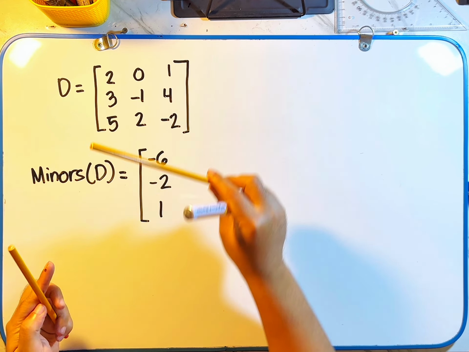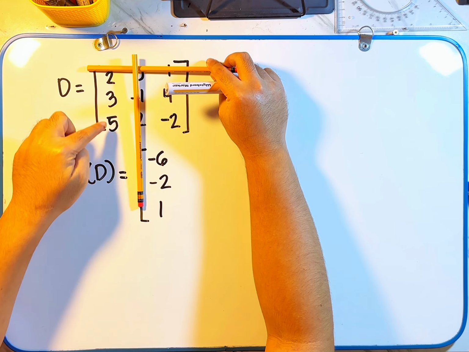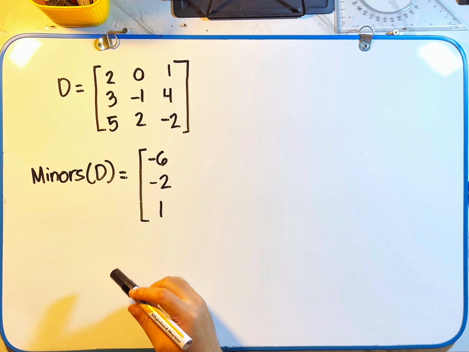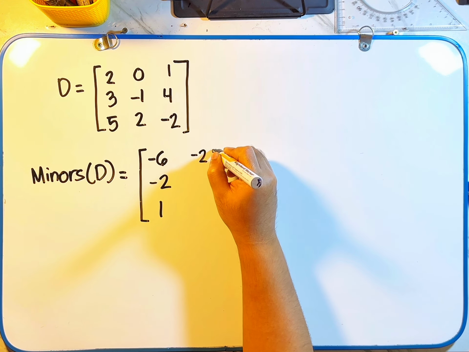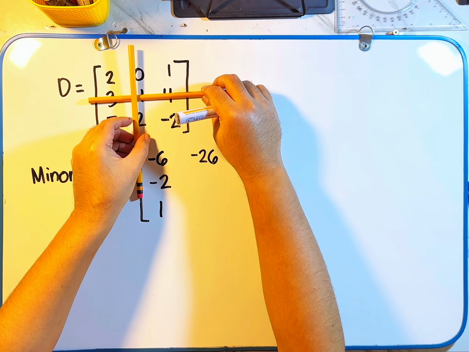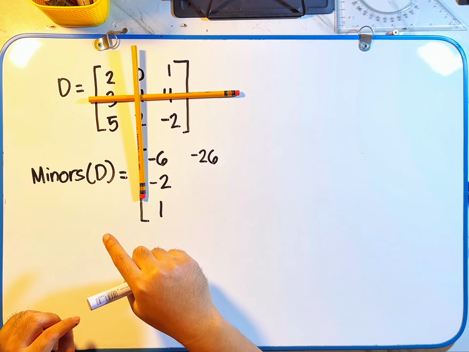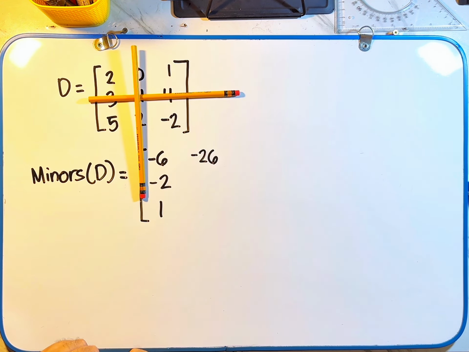Next, the element in the first row, second column, right here. So we have these 4 elements. 3 times negative 2 is negative 6. Minus 5 times 4 is 20. So negative 6 minus 20, that's negative 26. Next, the element in the second row, second column, so we have these 4 numbers. 2 times negative 2 is negative 4. Minus 5 times 1, so that's 5. Negative 4 minus 5, that's negative 9.